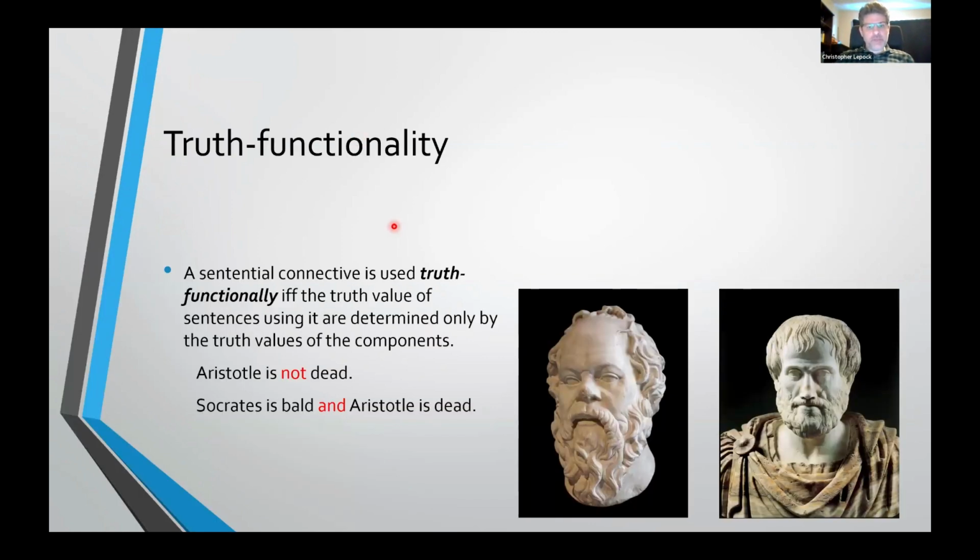Okay, first thing to talk about is the notion of truth functionality. A connective is used truth functionally if and only if the truth value of the sentences using it is determined entirely by the truth values of the components. Take, for example, Aristotle is not dead. The truth value of this sentence is determined just by the truth value of the sentence Aristotle is dead, right? If Aristotle is dead is true, then Aristotle is not dead is false. If Aristotle is dead is false, then Aristotle is not dead is true.